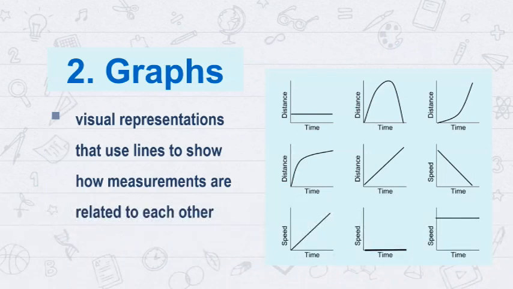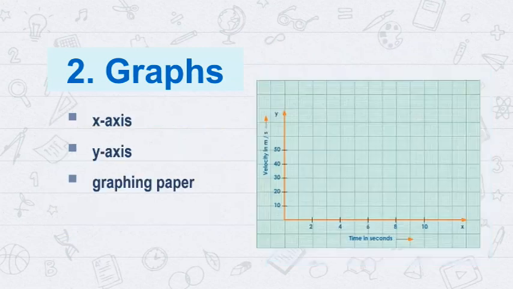Now let us look at another visual representation, motion graphs. Graphs are visual representations that use lines to show how measurements are related to each other. One entity is represented on the x-axis of the graph, while the other is represented on the y-axis. To make sure that the information is properly represented in a graph, a graphing paper is usually used.